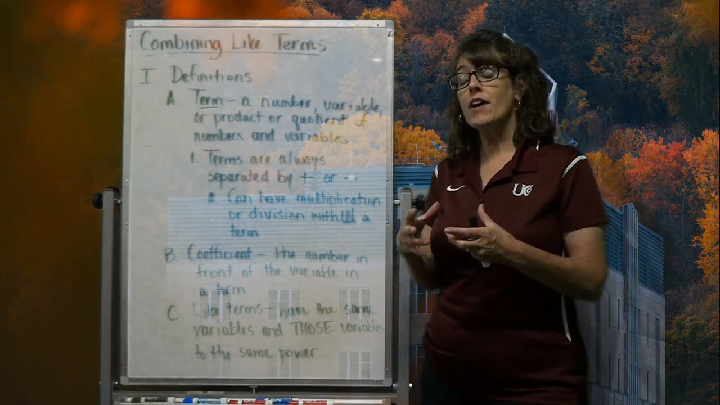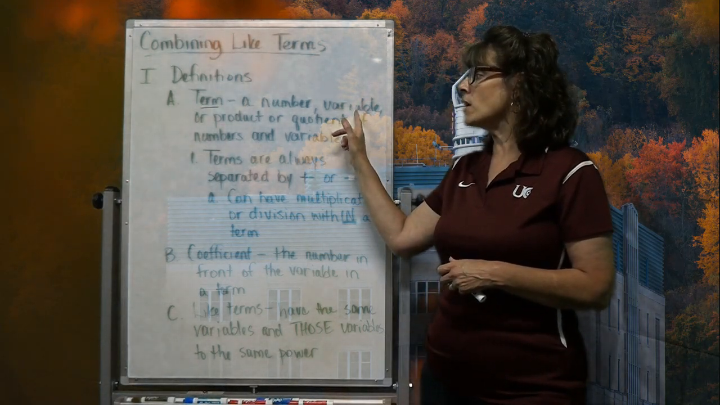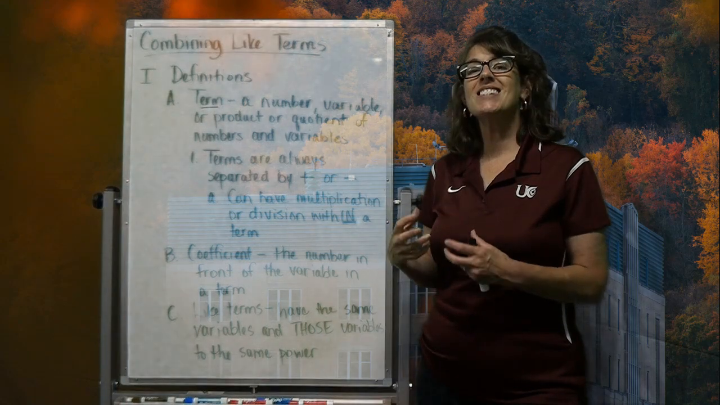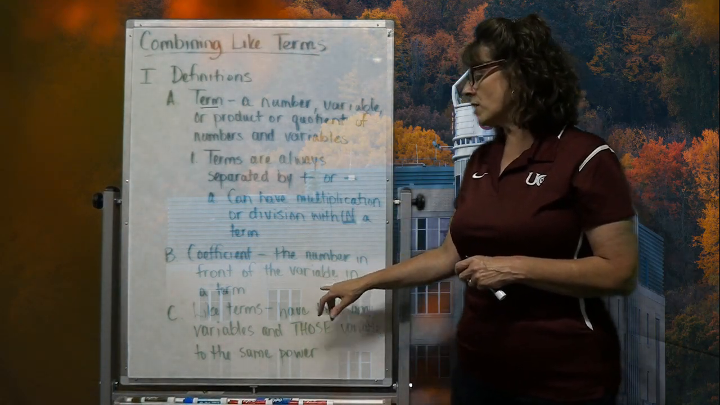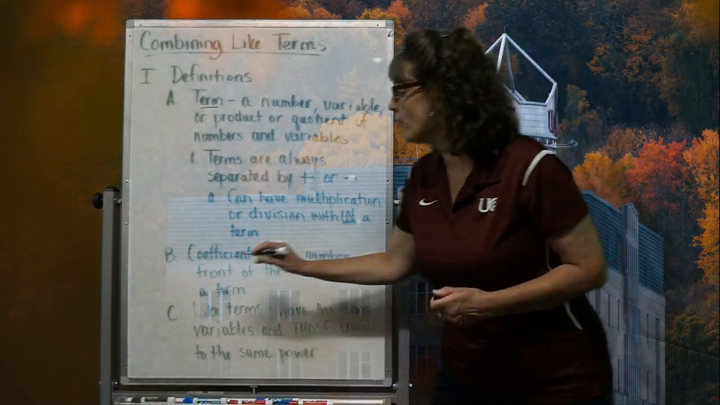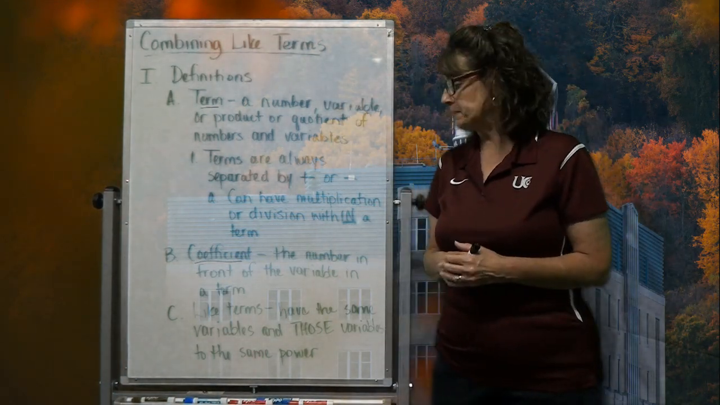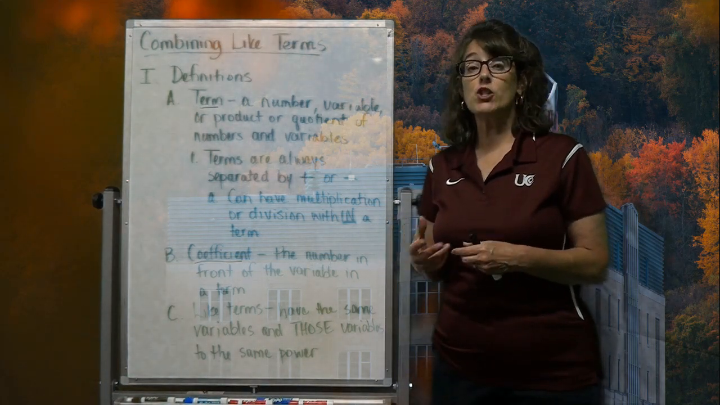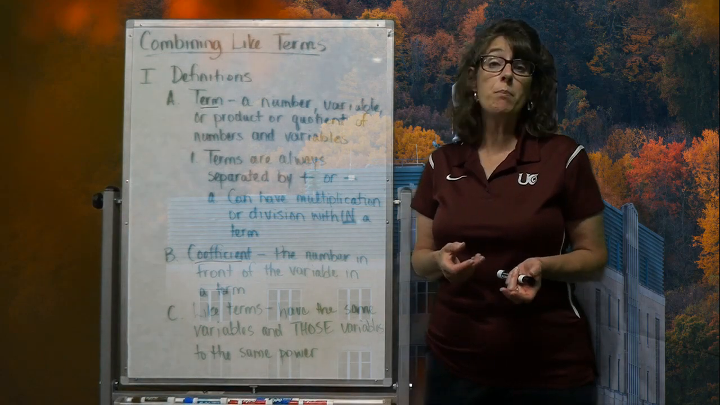Now, once you've identified that you have a term, there are parts to the terms. There is the variable, but oftentimes there's this number that sits in front of the variable. That number that sits in front of the variable is what's called the coefficient of the term. The coefficient is that number that sits in front. Now, once you've identified that you have a whole bunch of terms, some of them will be alike and some of them won't be alike.